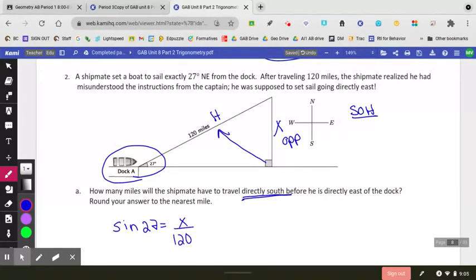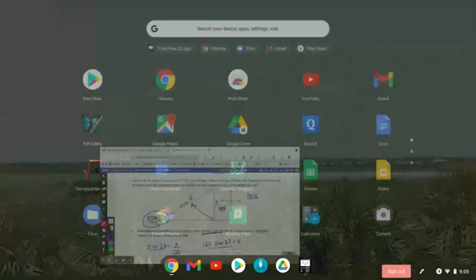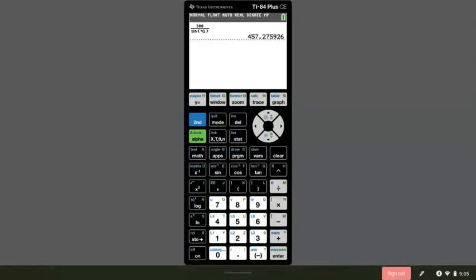So again, sine of 27 is just a number, so I cross multiply. Now, when you type this in your calculator, you need to be careful, and you want to always put the number first. So I'm going to do 120 times the sine of 27. I'm going to show you on my calculator that if I do sine of 27 times 120, oops, I didn't hit the times sign.